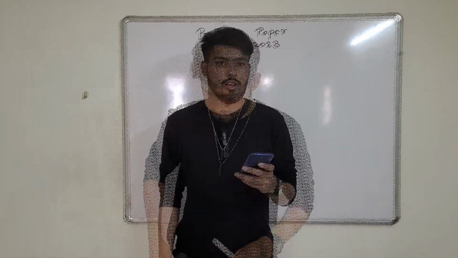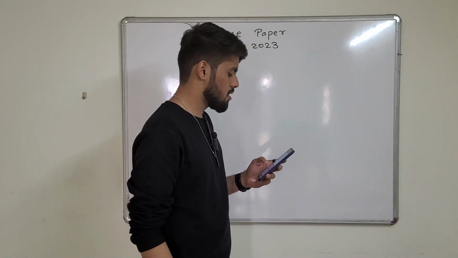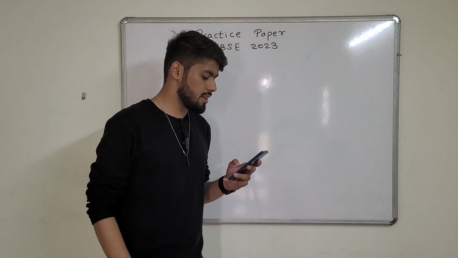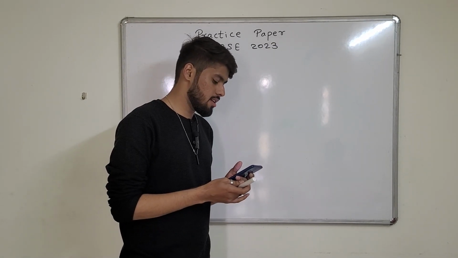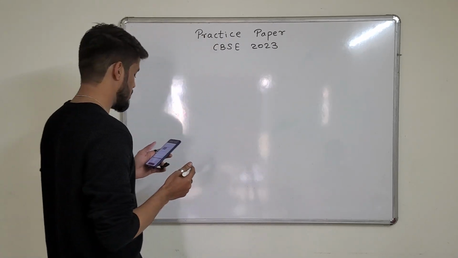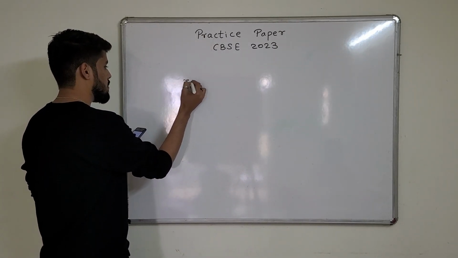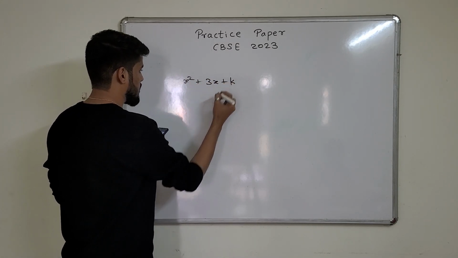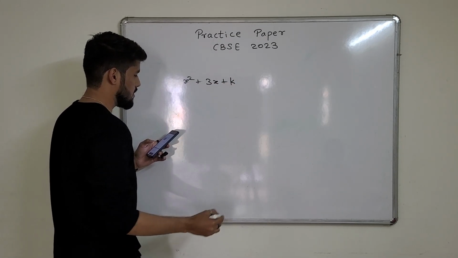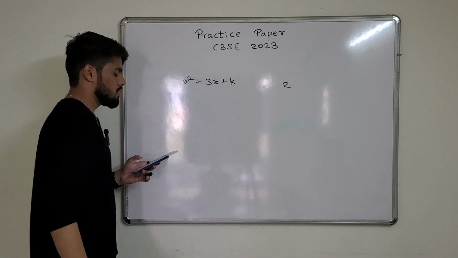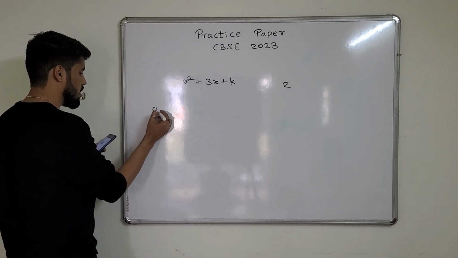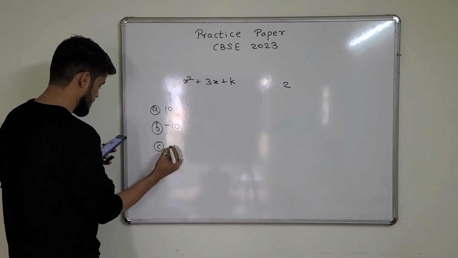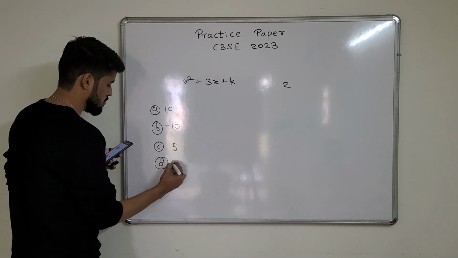Let's start. So the first question we have is, if 1 zero of the quadratic polynomial x square plus 3x plus k is 2, then the value of k is. So the quadratic polynomial we have is x square plus 3x plus k, and the zero of this polynomial they have given is 2. So this is the MCQ. The options we have are A is 10, option B is -10, C is 5, and option D is -5.